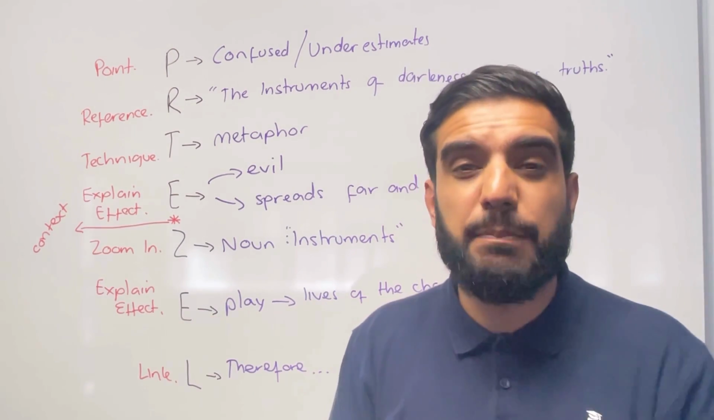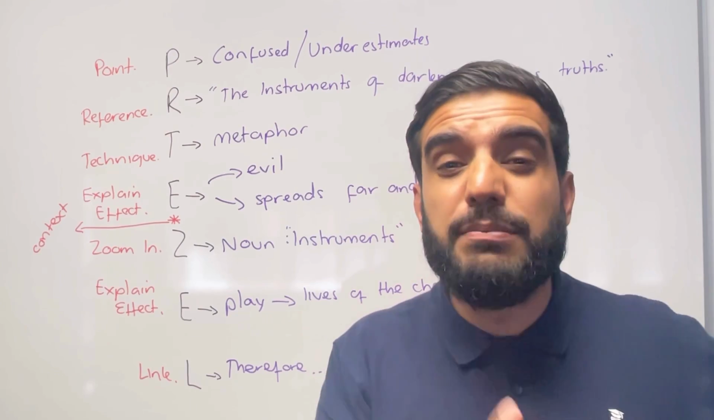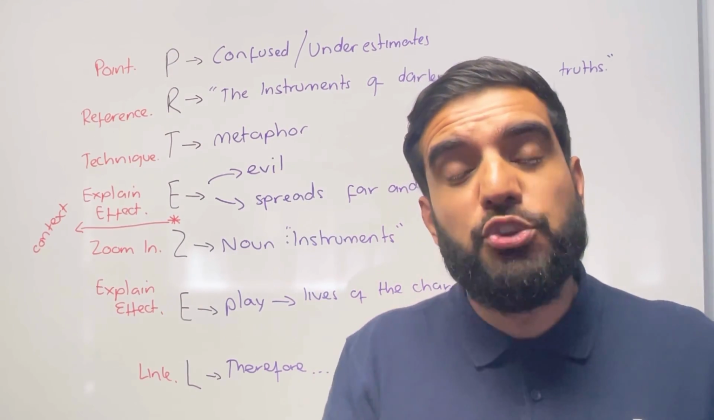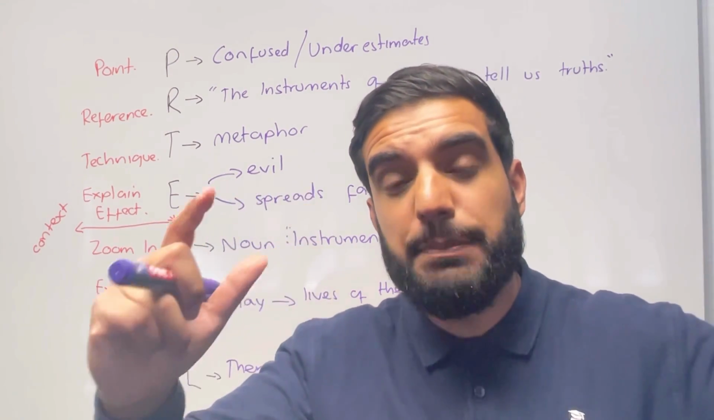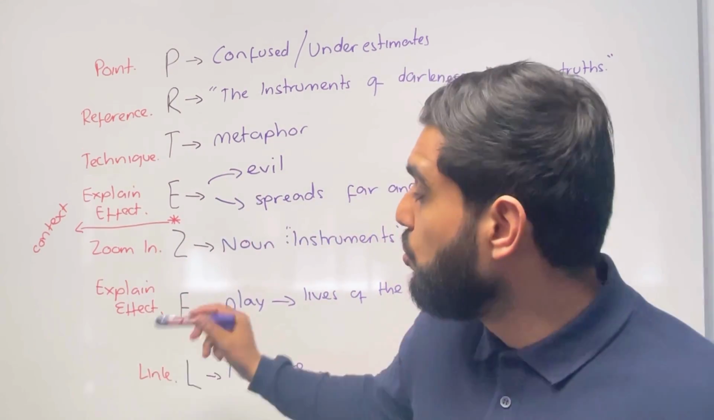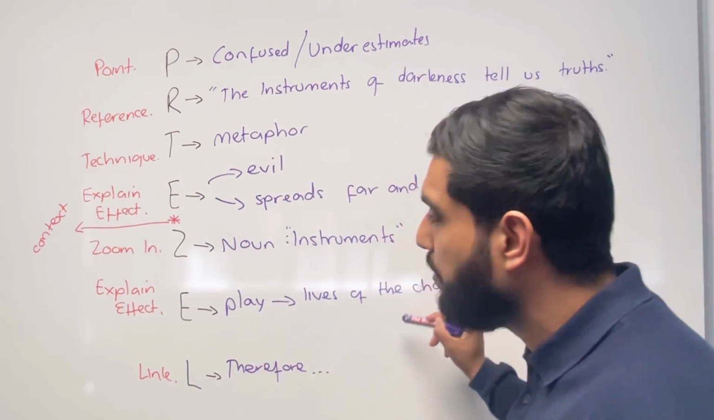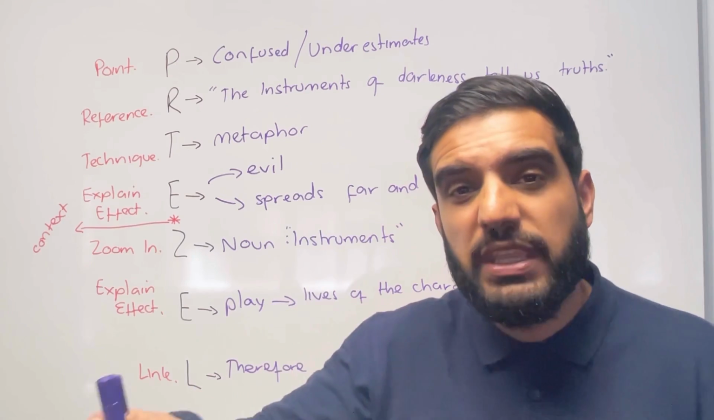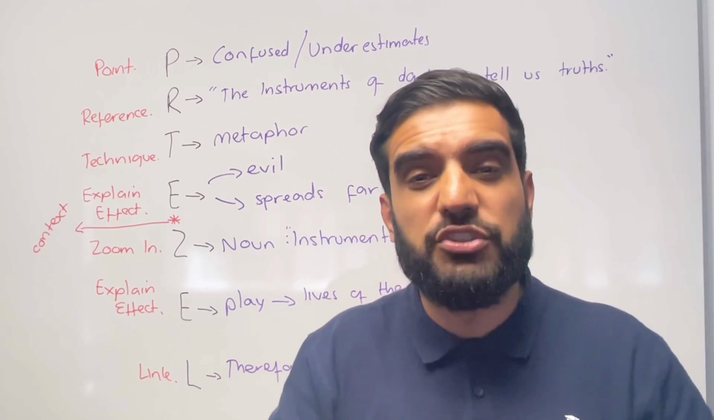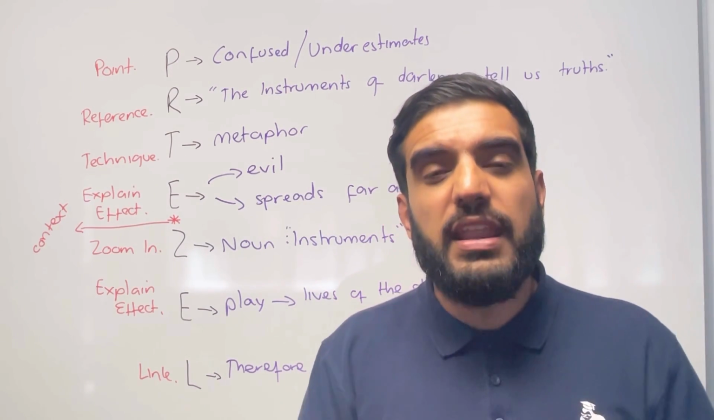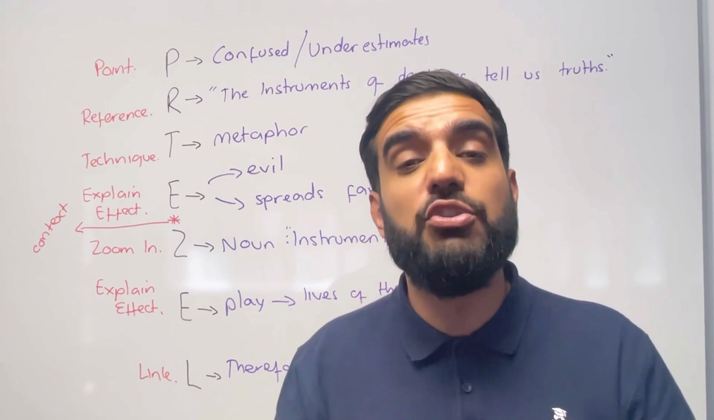PEE, PEEL, PEBBLE and Power Rangers are a little bit too basic. To get that top mark for being perceptive, for being detailed, you almost want to really try your best to make sure that you are zooming in, that you are dissecting the language. Alright guys, plan done. Now let's turn this plan into a paragraph.